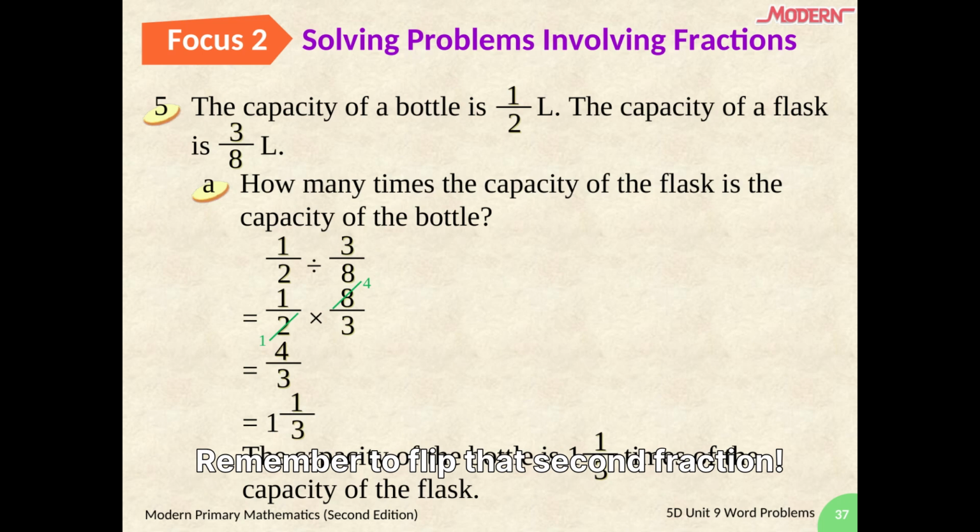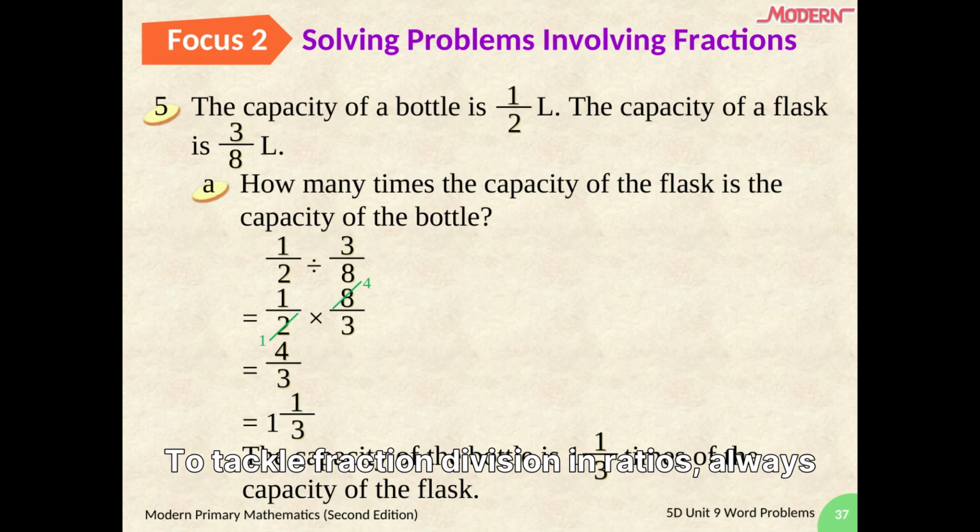Remember to flip that second fraction. Simplify 8 and 2. 8 divided by 2 is 4. Now we have 4 over 3. Time to convert. Know how. 4 over 3 is 1 1/3. So the capacity of the bottle is 1 1/3 times the capacity of the flask. The bottle is definitely bigger.